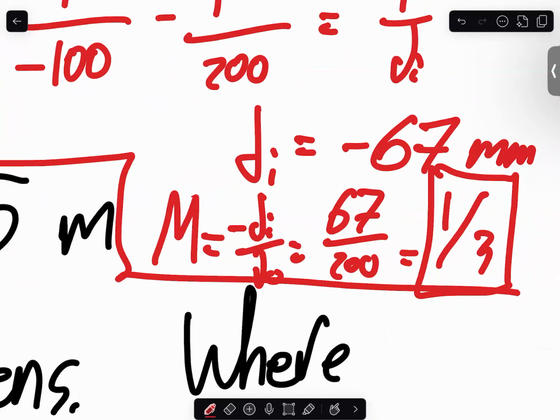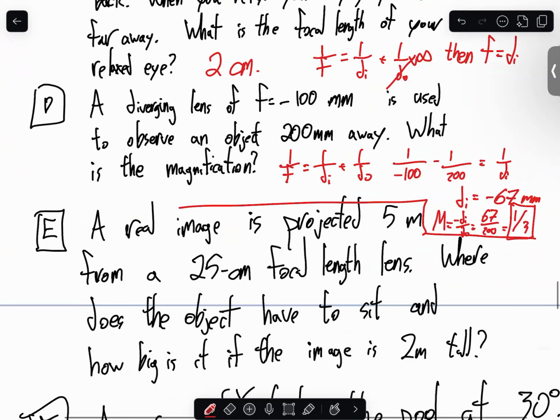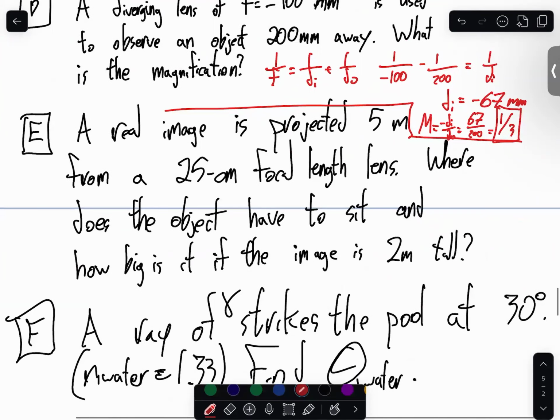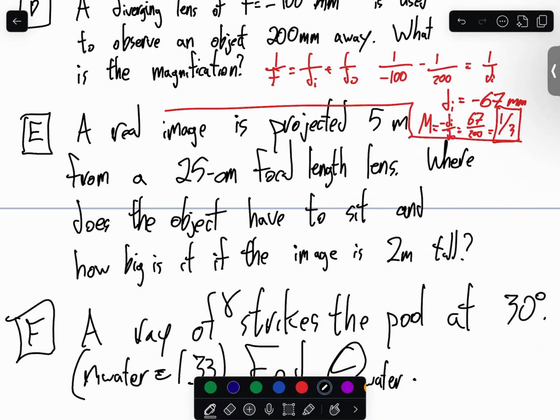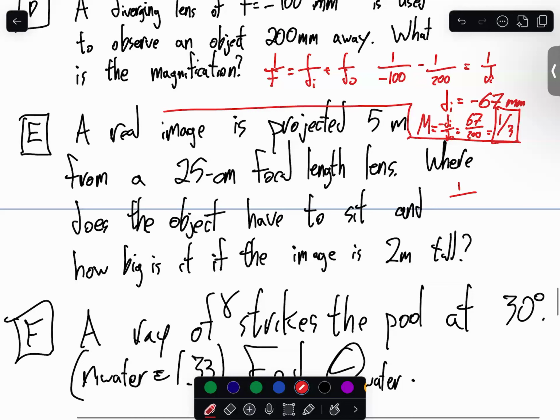Good? Sure. Okay, real image is projected 5 meters away. I was totally guessing the size of this projector system, and I think I got it wrong. So I give you the focal length is 25 centimeters. I give you the image distance. What can you do immediately with that? I find 1 over f equals, oh my God, it's like there's only 2 equations. 1 over do plus 1 over di.